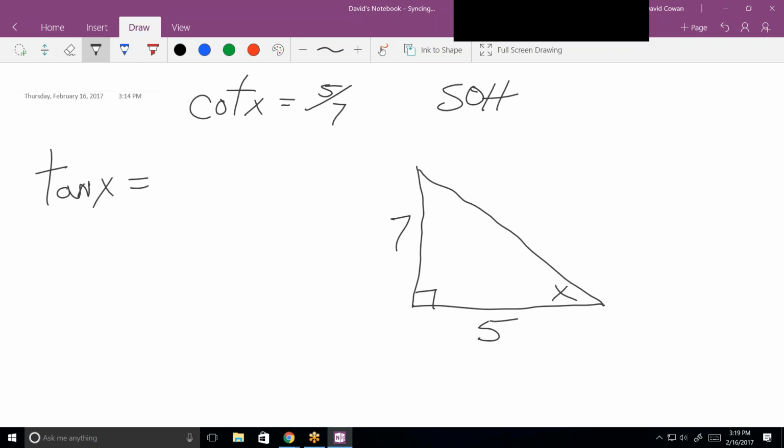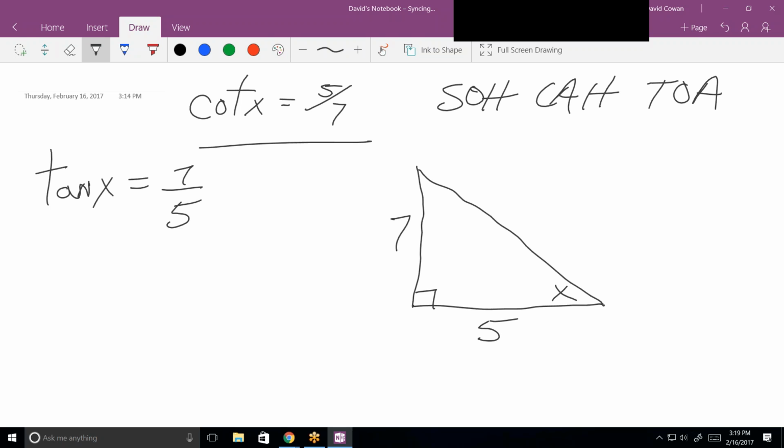Remember, tangent is opposite over adjacent, therefore cotangent is adjacent over opposite. So cotangent is 5/7, and they asked for tangent. Yes, tangent is 7/5. Now, you could have just done that knowing that tangent is the reciprocal of cotangent.